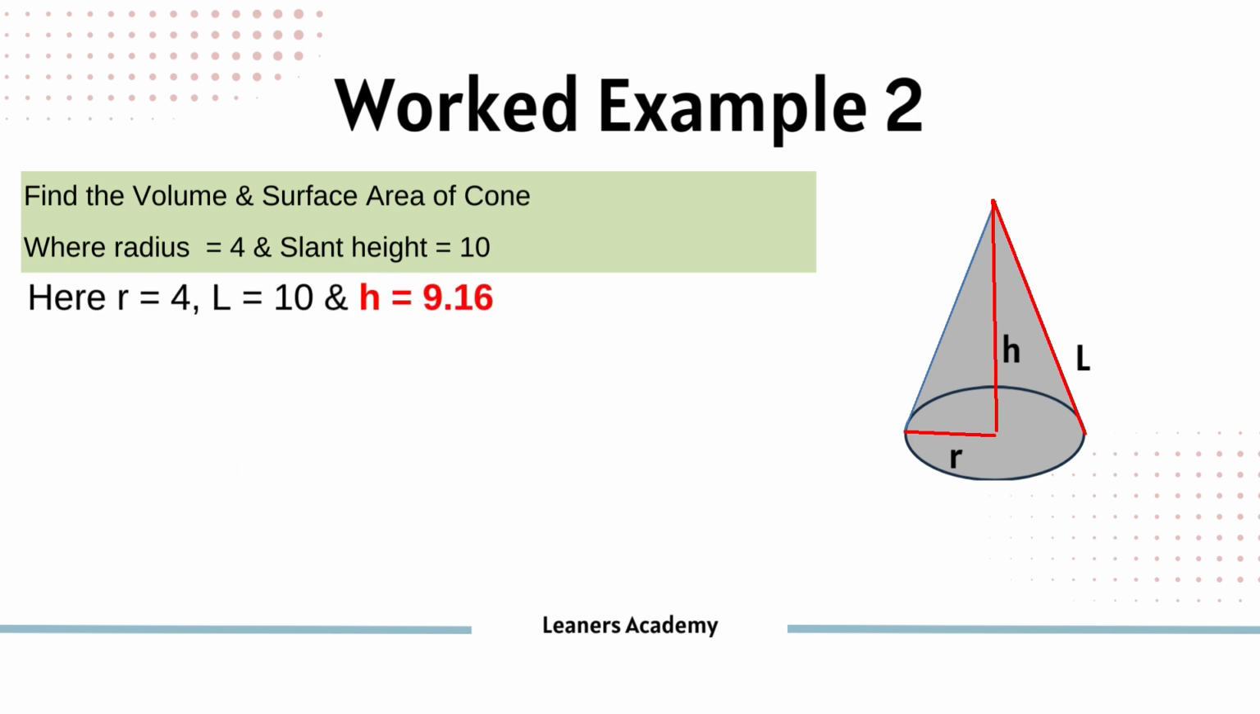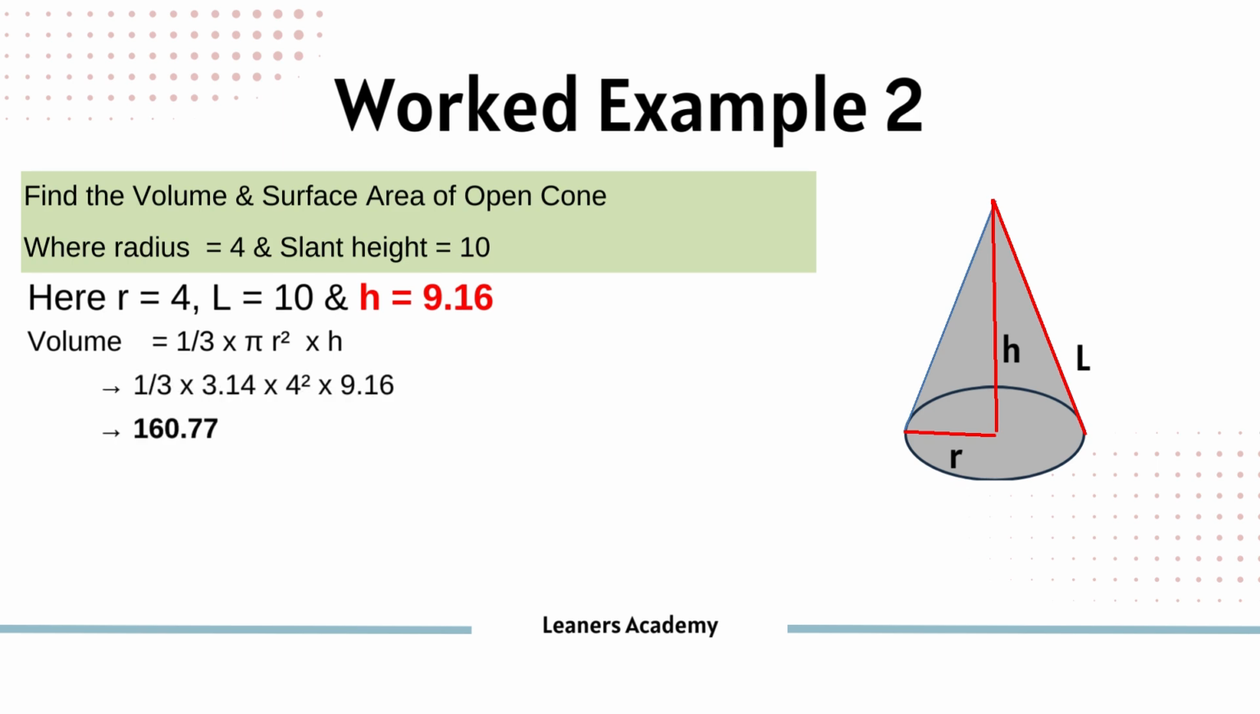So now we have R and H for the volume, and we know the formula of the volume of a cone, which is 1/3 into pi r square h. Plugging the value of pi, r and h as shown, we get the volume to be 160.77. For surface area, we have a slight change in the formula as there is no base area. Therefore, surface will be equal to pi rl, which is the area of the curved surface only. Using the values, we get the answer to be 628.38.